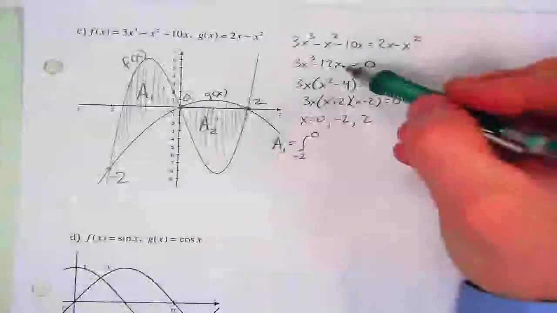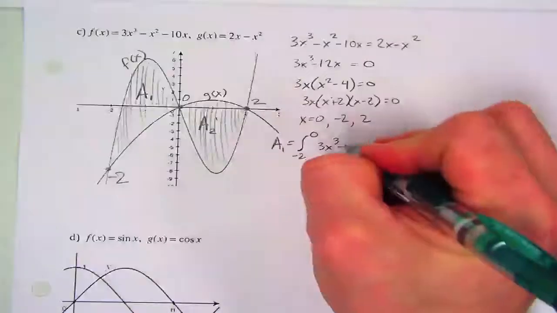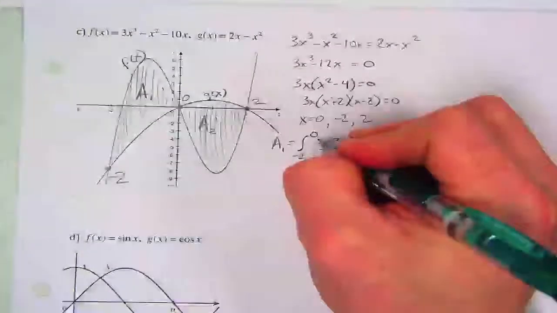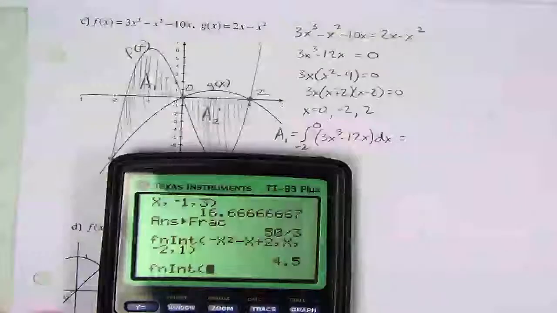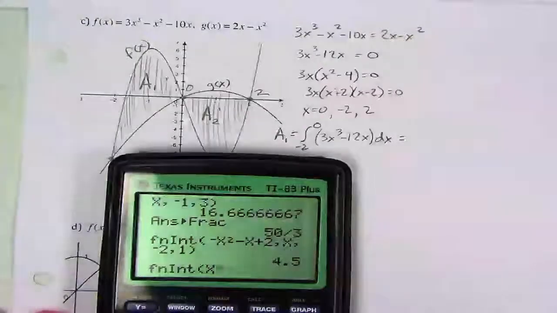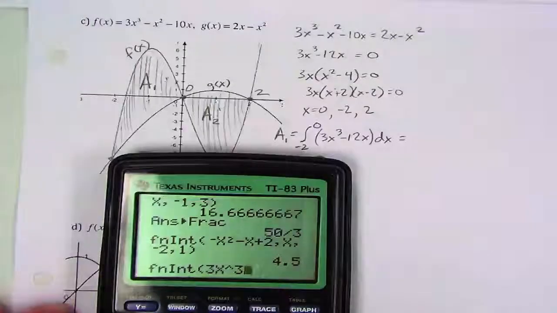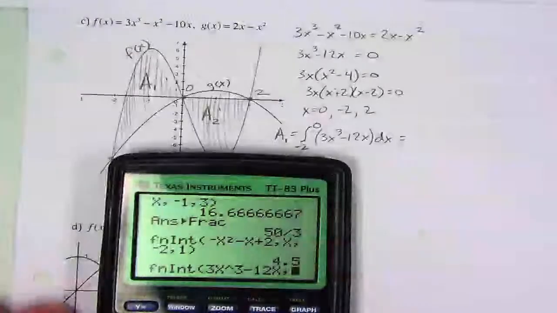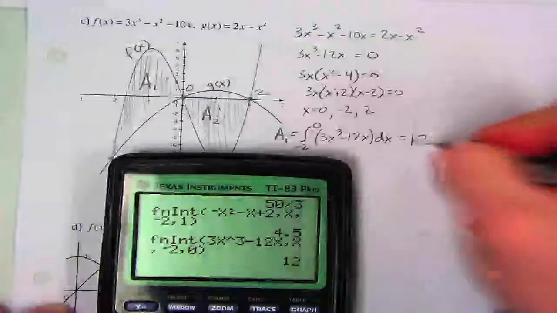And didn't we already figure that out? 3x cubed minus 12x? Okay. So the integral of 3x cubed minus 12x with respect to x from -2 to 0. We get 12.